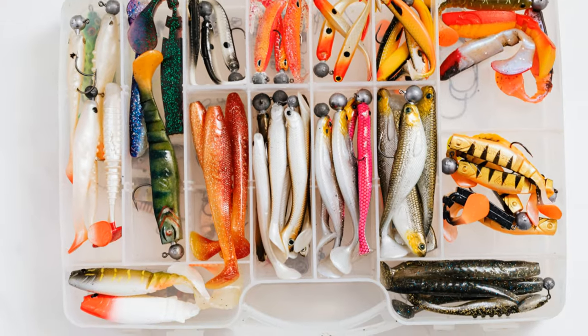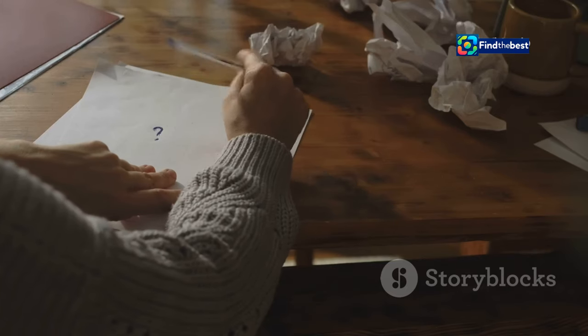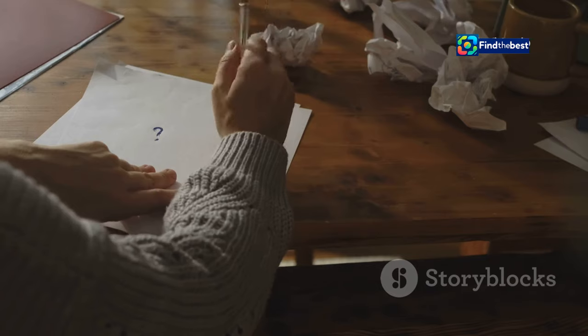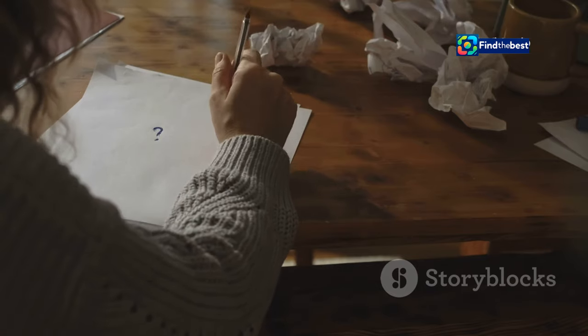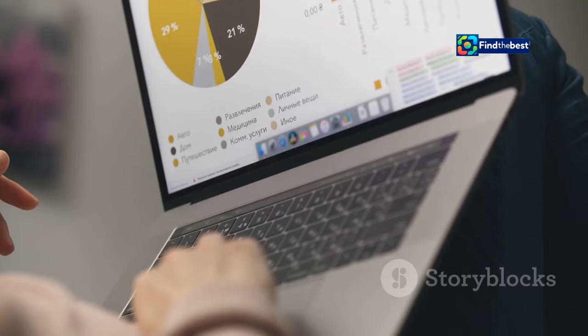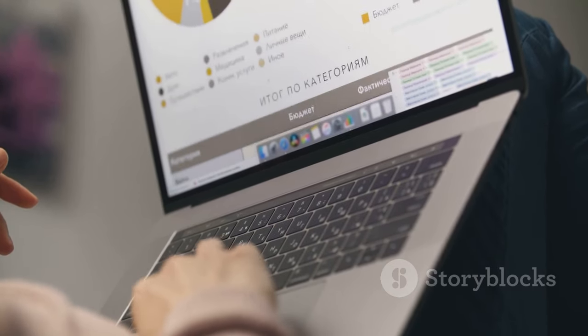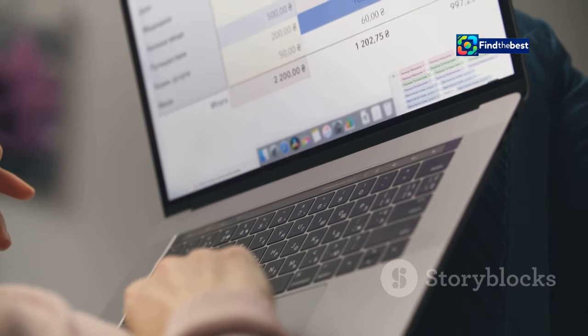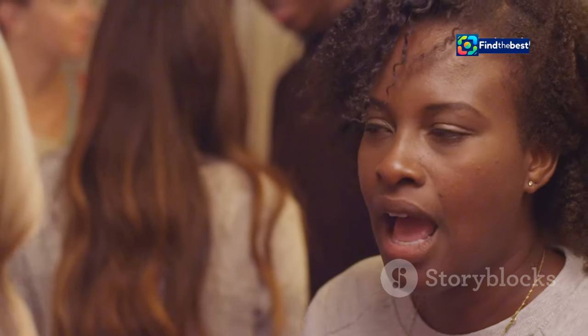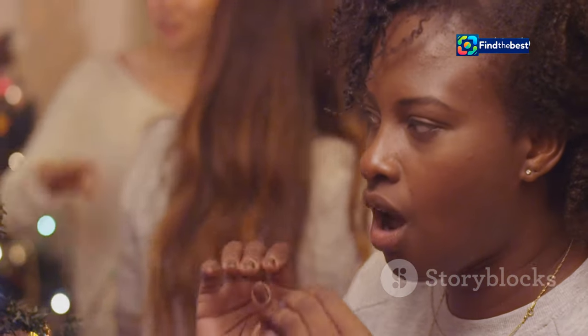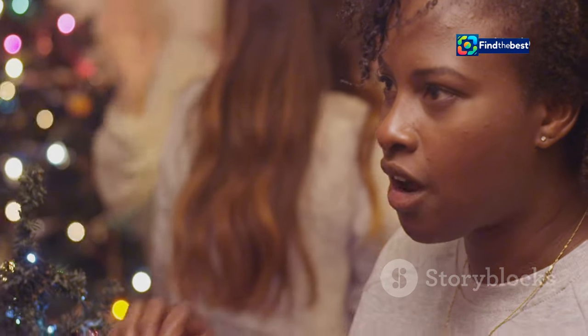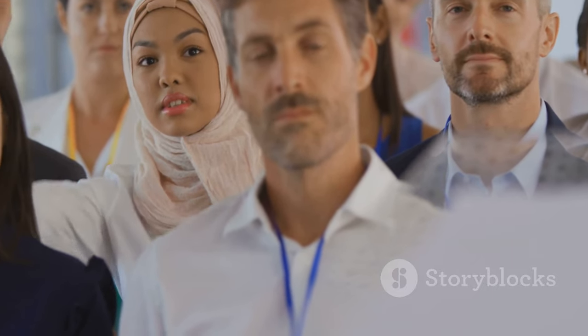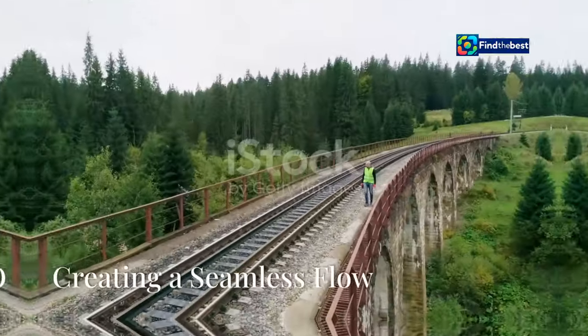Some common hooks include, as discussed earlier, a well-placed question can spark curiosity and encourage the reader to think critically about the topic. Starting with a surprising or thought-provoking statistic can grab the reader's attention and establish the importance of your topic. A brief, relatable story can create an emotional connection with the reader and draw them into your narrative. The best hook for your introduction will depend on your audience, your topic, and the overall tone of your writing.